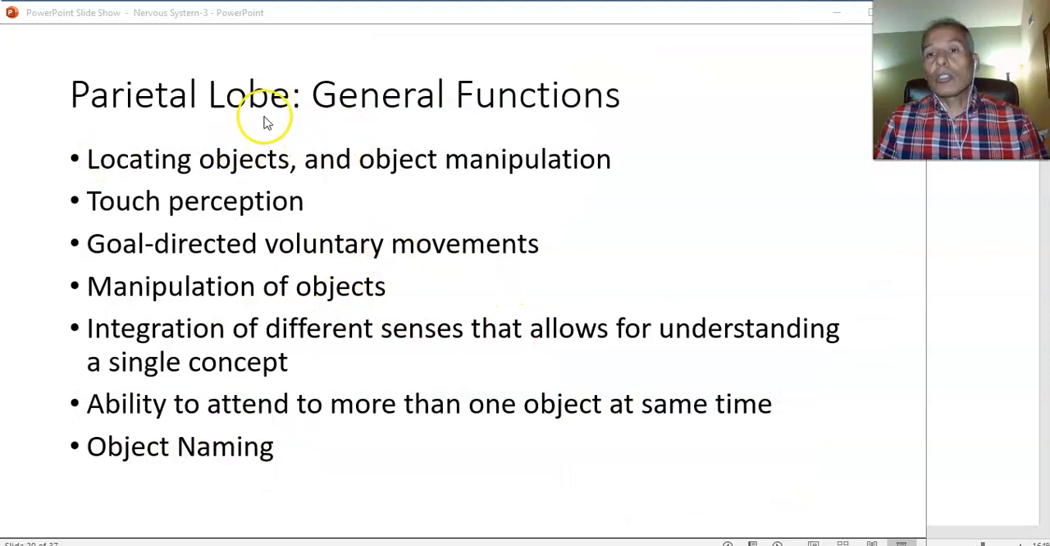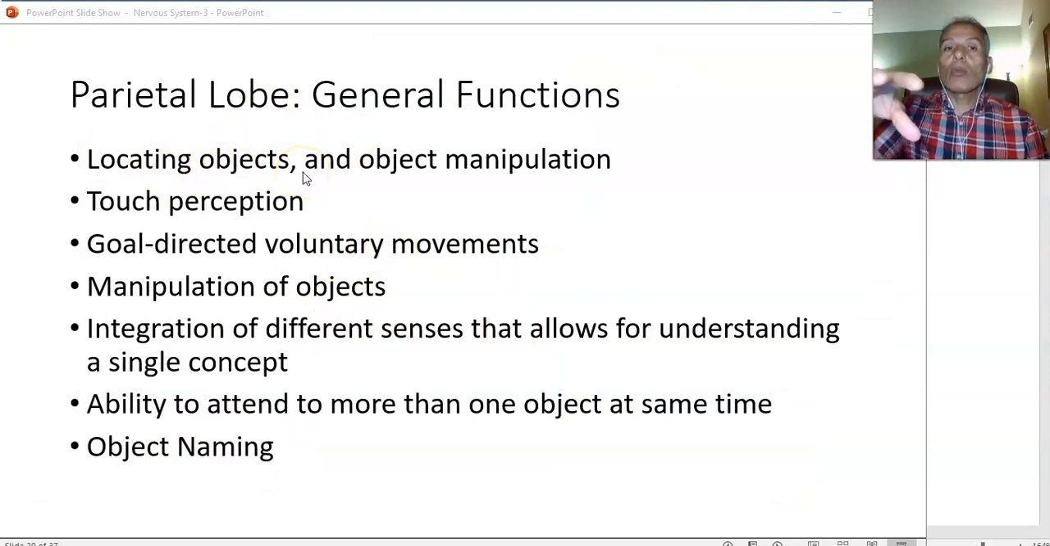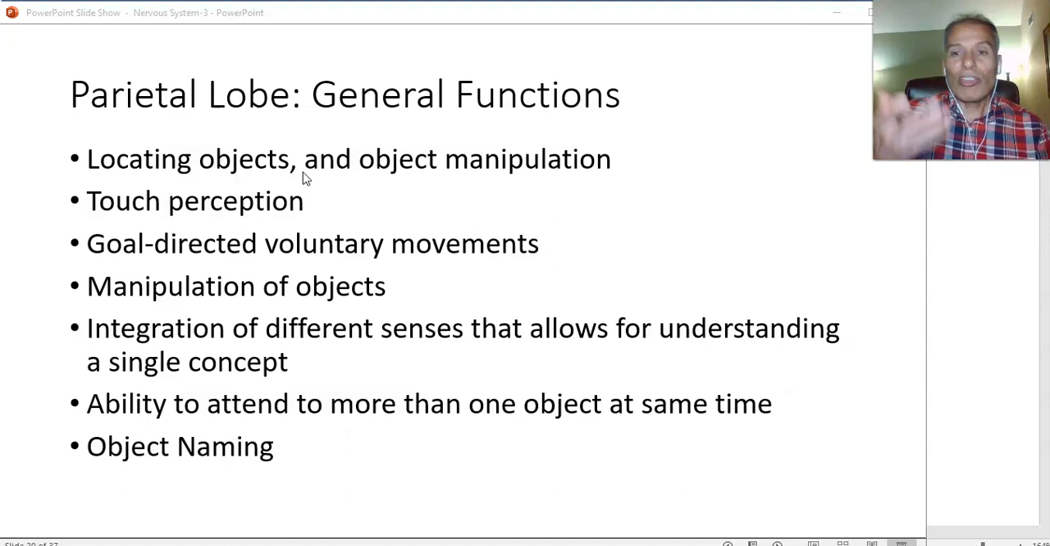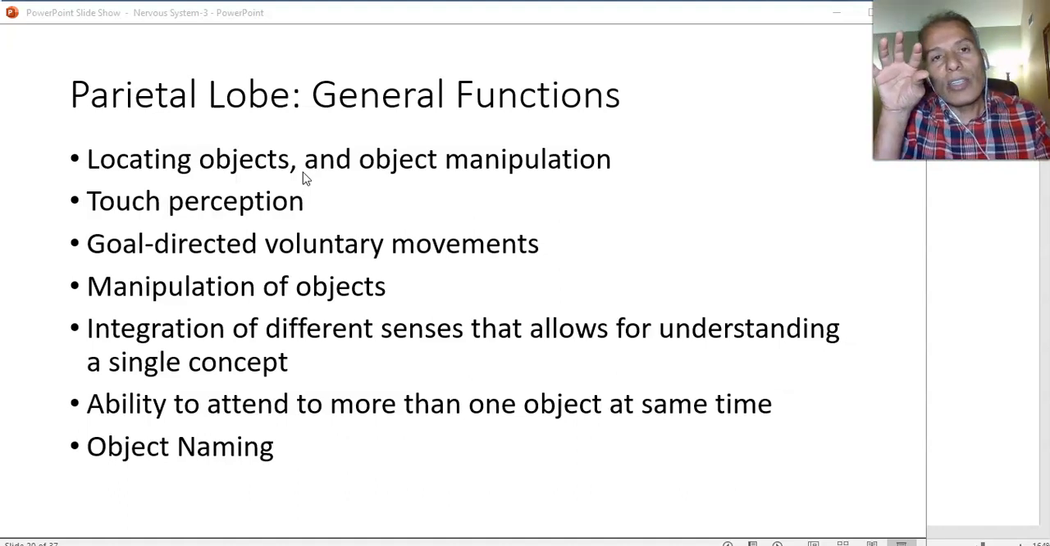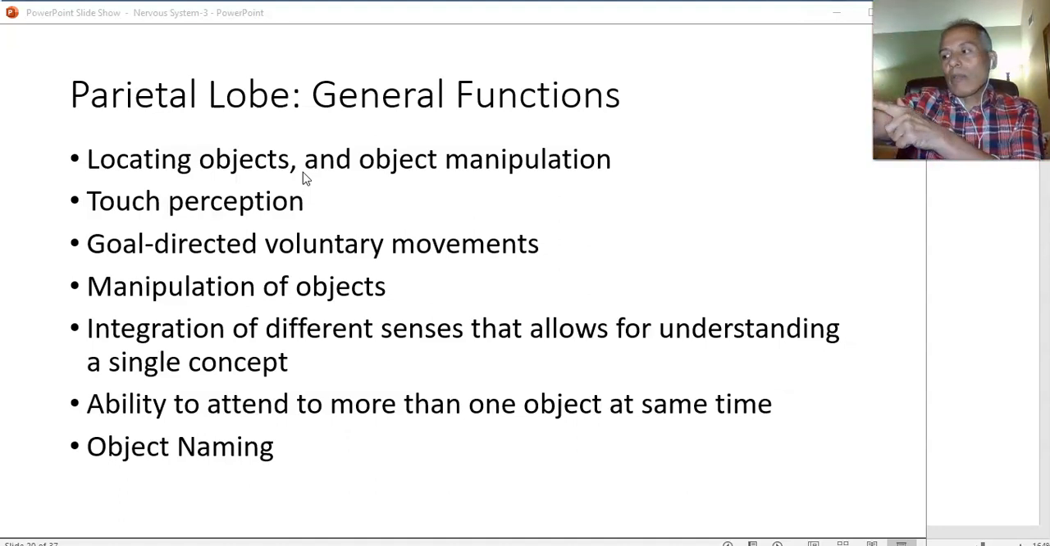The general functions of the parietal lobe include the ability to locate objects, for example, even if you are not looking. The ability to read things with your fingertips. If you close your eyes and I put something in your hand, on your fingertips, you have sensory stations that can help you read information and send it through the sensory nerves in your arm, to the spinal cord, to the brain.